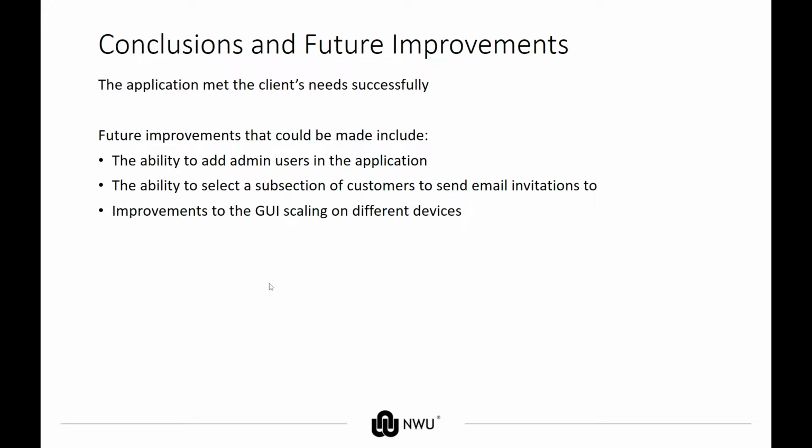In conclusion, the application that was developed met the client's needs successfully. However, future improvements could be made to the application and include the ability to add additional administrative users within the application itself, as well as the ability to select only a subsection of customers to send email invitations to. Improvements can also be made to the user interface to improve scaling on different size devices such as smartphones, tablets, laptops, and larger screen devices.